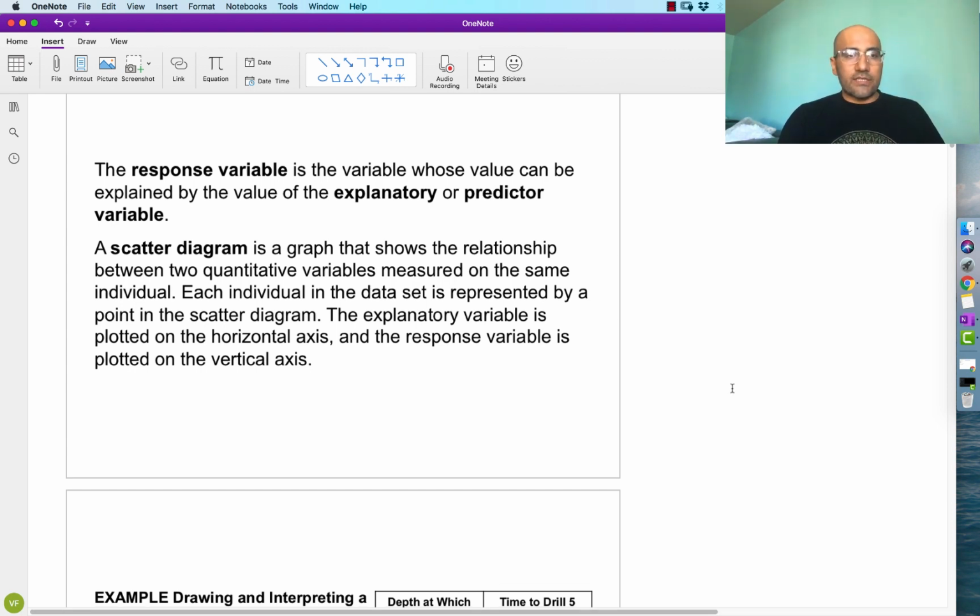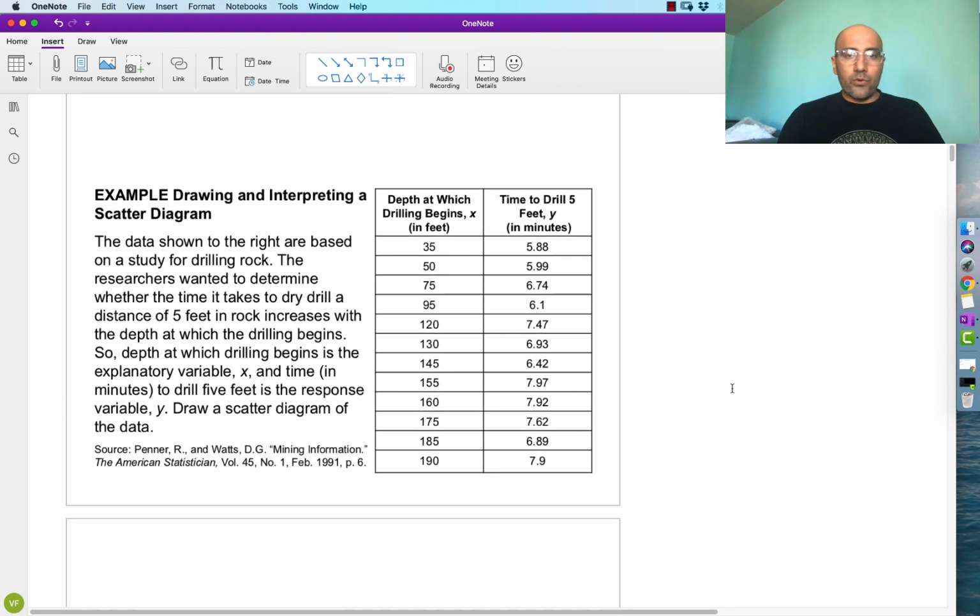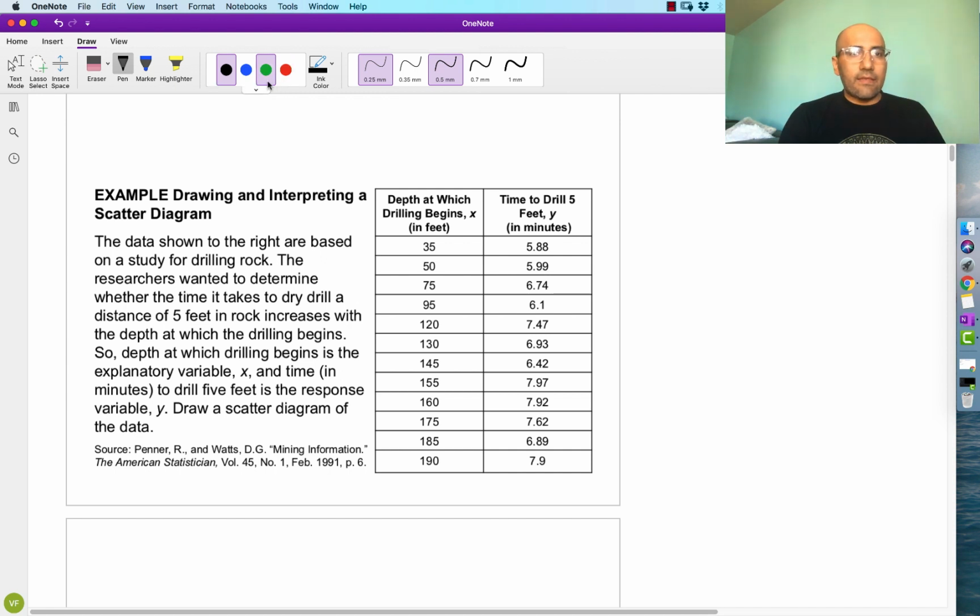Okay, so here's an example. Let's say that we're looking into drilling. The data to the right are based on a study for drilling rock. The researchers wanted to determine whether the time it takes to drill a distance of 5 feet in rock increases with the depth at which the drilling begins. So depth at which drilling begins is the explanatory variable, and time in minutes to drill 5 feet is the response variable.